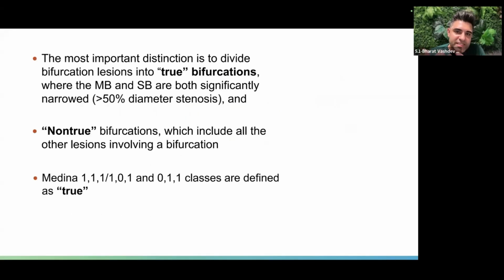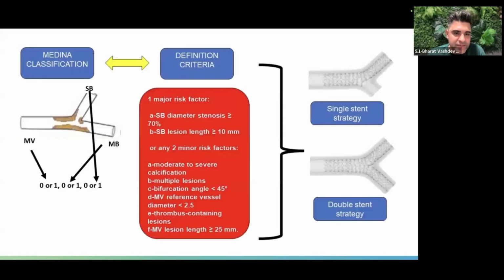The most important distinction, in my opinion, is to actually divide bifurcations into true bifurcations, where the main branch and the side branch are both significantly narrowed, or non-true bifurcations. And really, this will influence how we plan to treat these complex lesions. So Medina 111, 101, 011 are classified as true bifurcations.